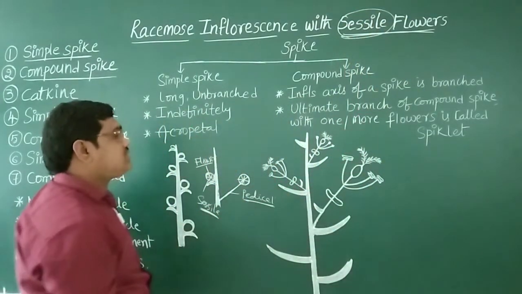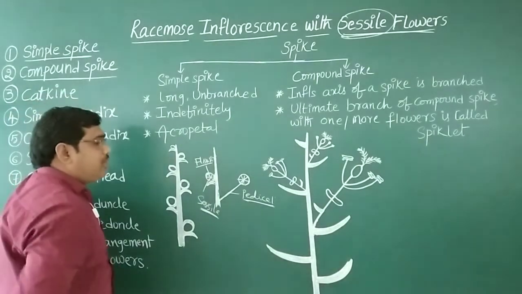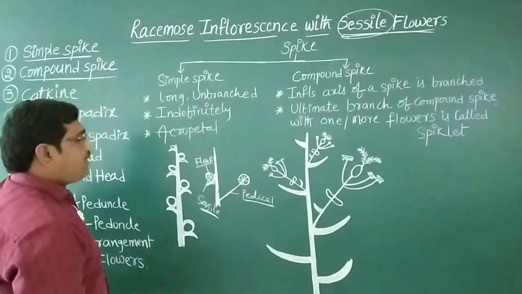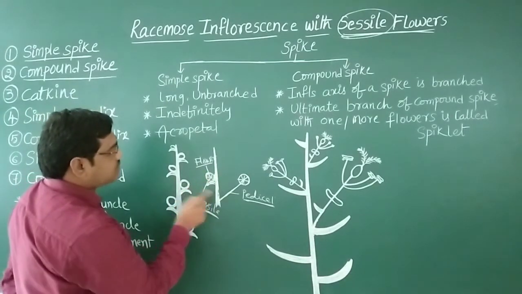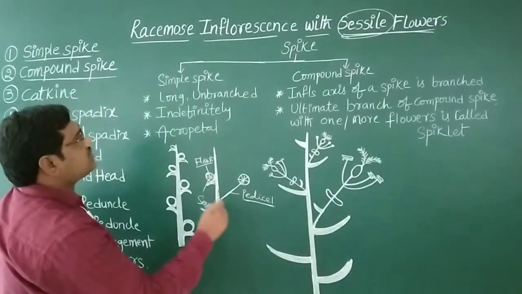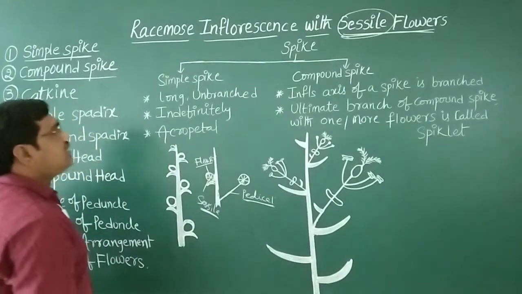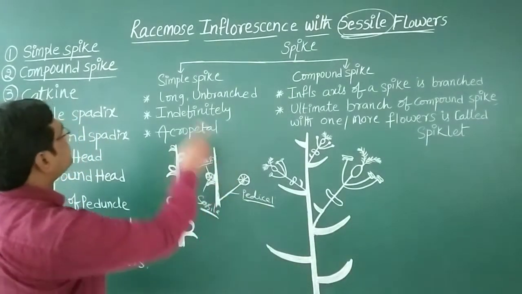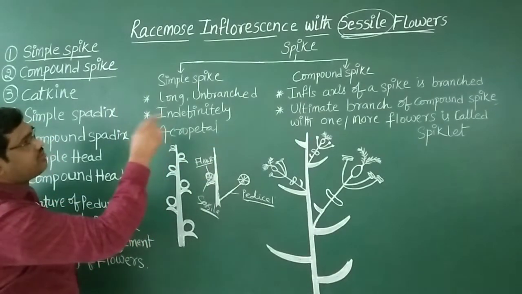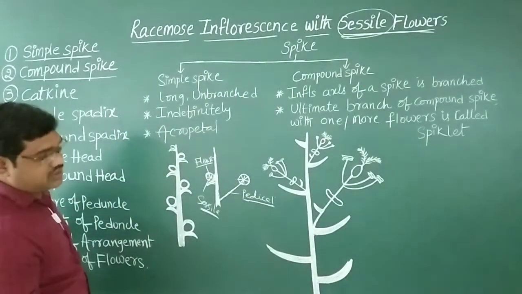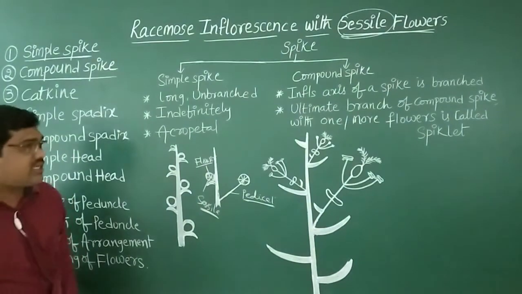Sessile flowers are nothing but flowers where the pedicels are absent. That is, the flowers are directly attached to the peduncle. This type of flower is called a sessile flower. So this is the main concept about racemose inflorescence with sessile flowers.